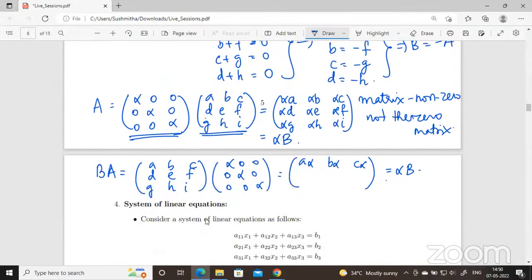How is it possible, ma'am? We have to multiply first row into first column. Yes. A into alpha plus B into 0 plus C into 0. Then first row with second column. A into 0 plus B into alpha plus C into 0. Okay.